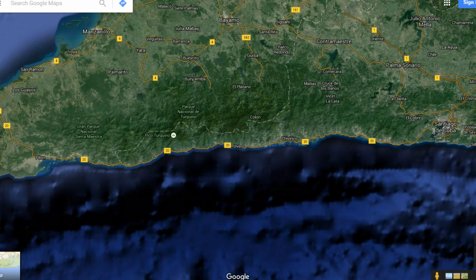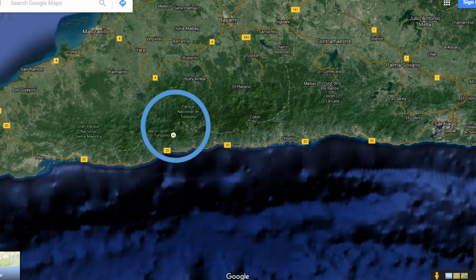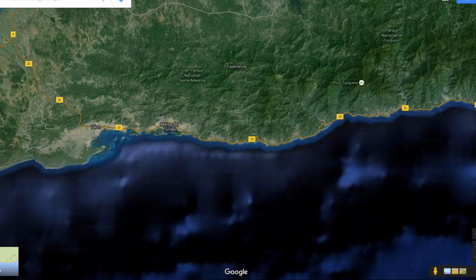But the ship was reported to come aground close to the mouth of the river Turquino, and I haven't been able to find a river of that name in Cuba, but there's certainly a peak, Turquino mountain. It's the highest mountain on Cuba. There's the peak circled there, and I have found a reference on a diving website to a dive that took place from a place called Maria del Portillo, circled there, which was close to the wreck.